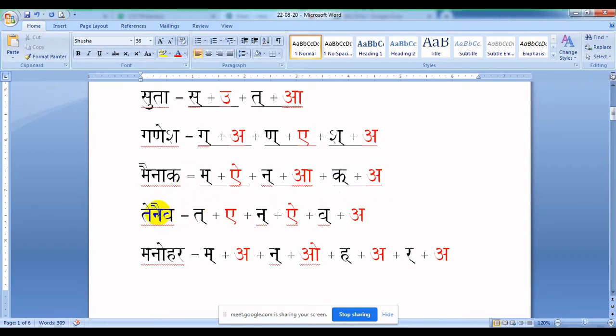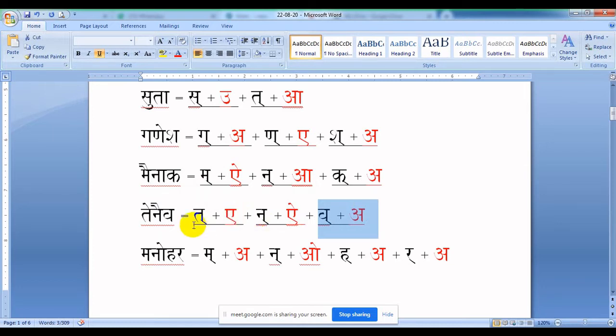Next we have Tenaiva. First letter is ta consonant plus a. Ta consonant plus a becomes te. Then next one you can check, ai is there, just like the previous mai. Here it is nai. So na plus ai is equal to nai. Te, nai, and va consonant and a becomes va. Tenaiva. Students, repeat. Tenaiva.